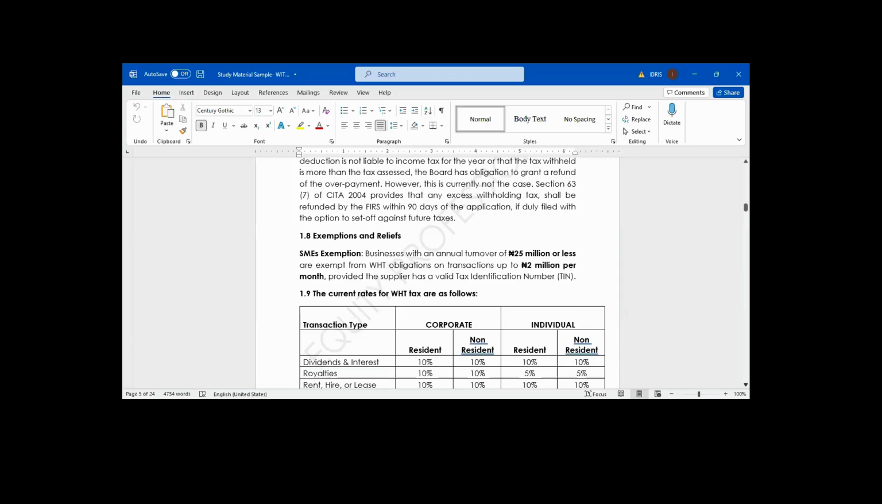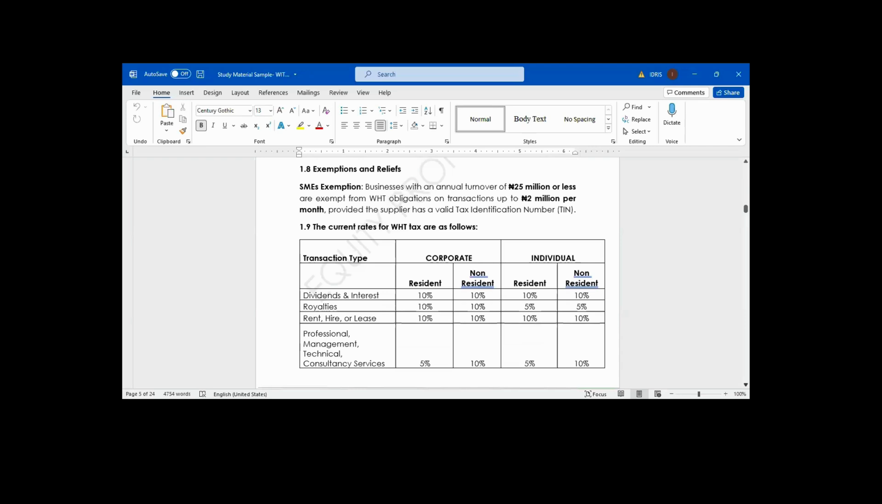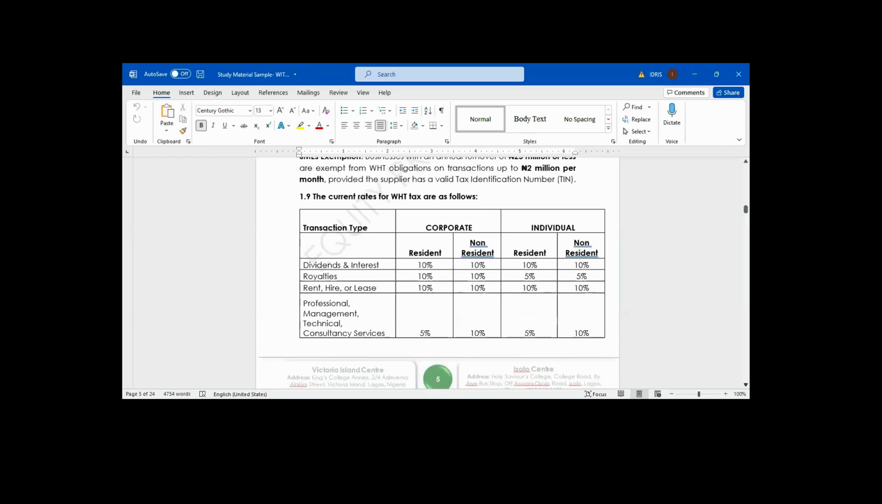Now, what is the withholding tax rate? What is the rate of withholding tax? The withholding tax rate depends on the nature of the transaction.